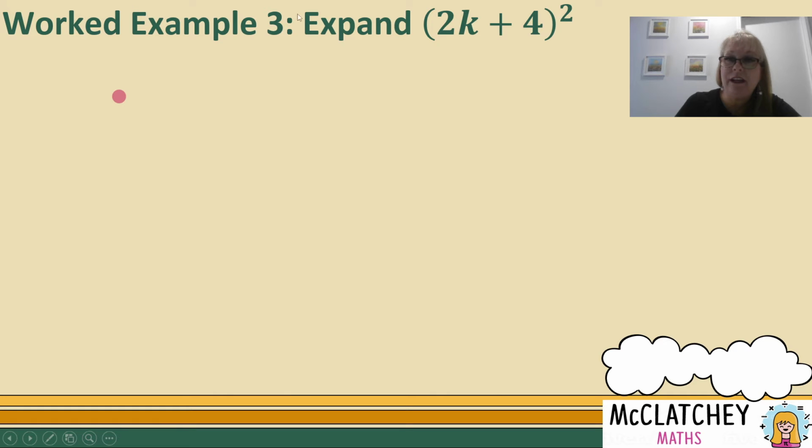The only thing that's different here, instead of just a k by itself, we've now got a 2k. So once again, if I'm going to square that first term, then I have to square the 2 as well as the k. So that becomes 4k squared. And then I'm going to take this term, multiply it by this term, and then double it. So 4 times 2 makes 8. Double 8 makes 16. So it'll be 16k. And then the last term squared, 4 times 4 makes 16.